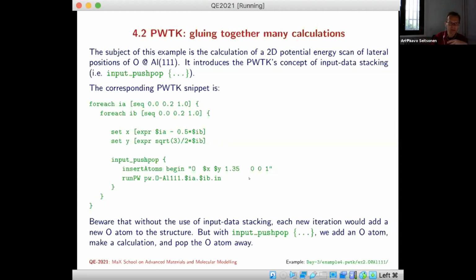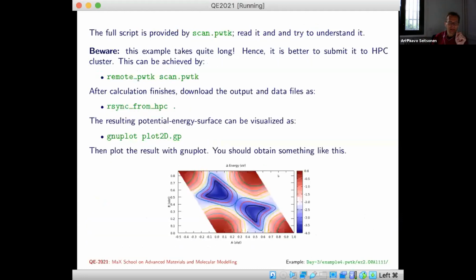I think the substrate gets fixed just to keep calculations fast. And this way, well, we come to this. So at each lateral position, we have vertically relaxed. So we have optimized the height, and that's why we have only 2 independent variables. So that's 2 lateral coordinates of the adsorbate.